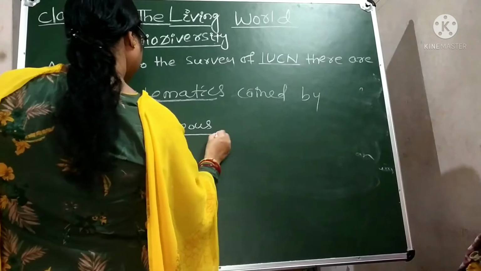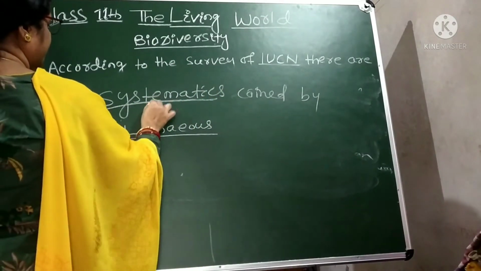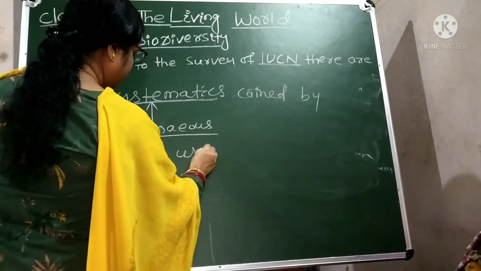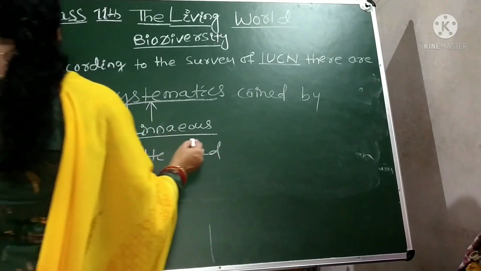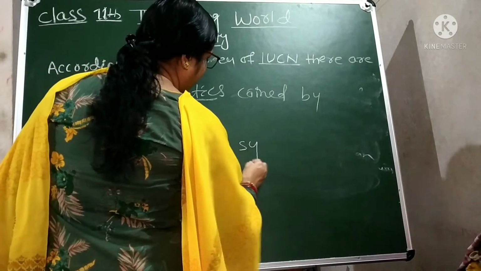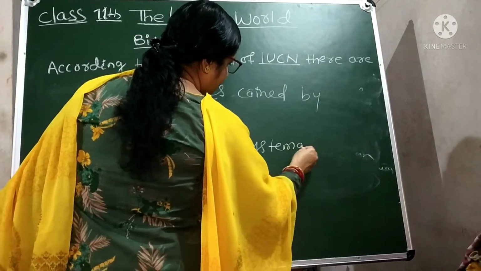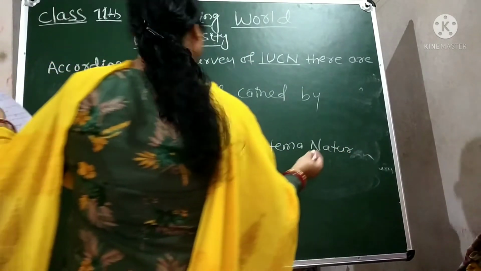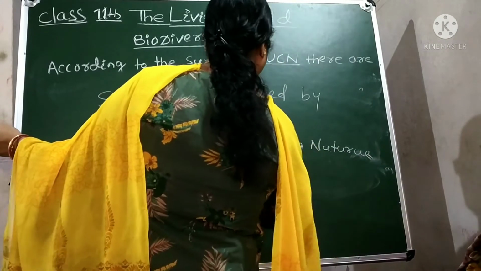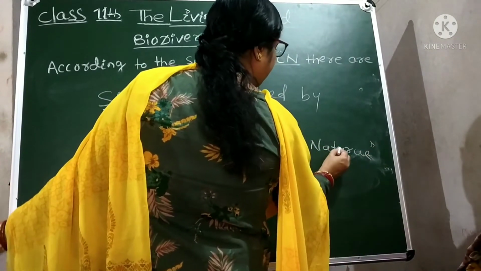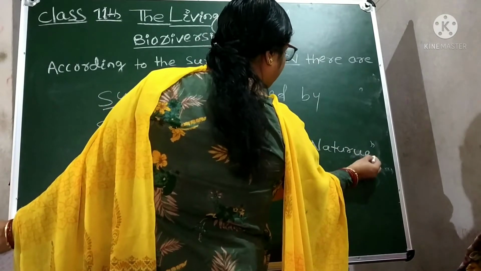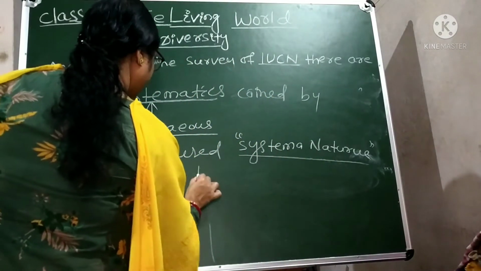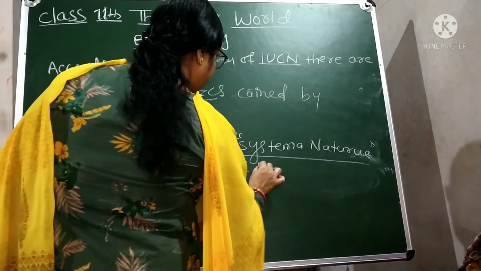Linnaeus first coined the term systematics. He used Systema Naturae as the title of his book.